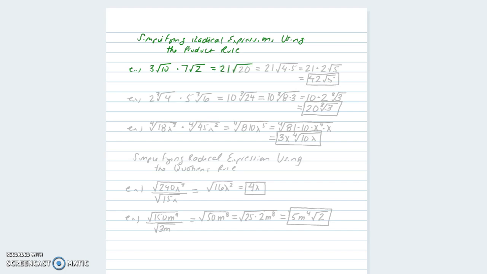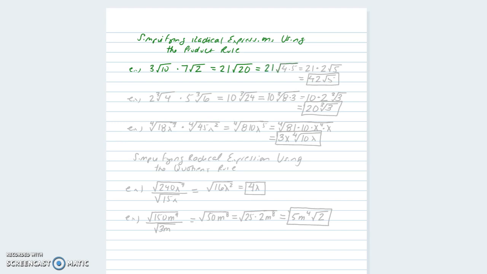So now after multiplying, we want to continue to simplify this just like we were simplifying the other expressions in the first 3 examples that we did. So now we want to find what times what will give us 20, but one number has to be a perfect square. Well, that number happens to be 4. So 4 times 5 is going to give us 20. So now we have 21 square root 4 times 5.